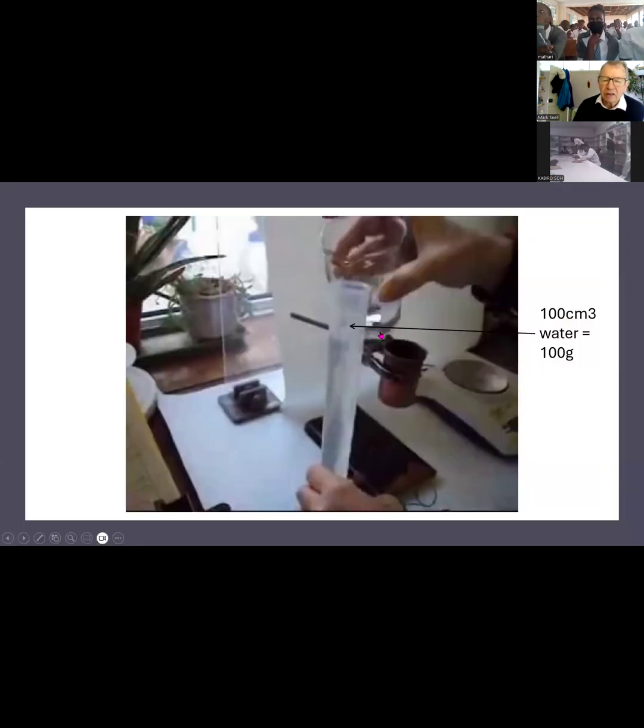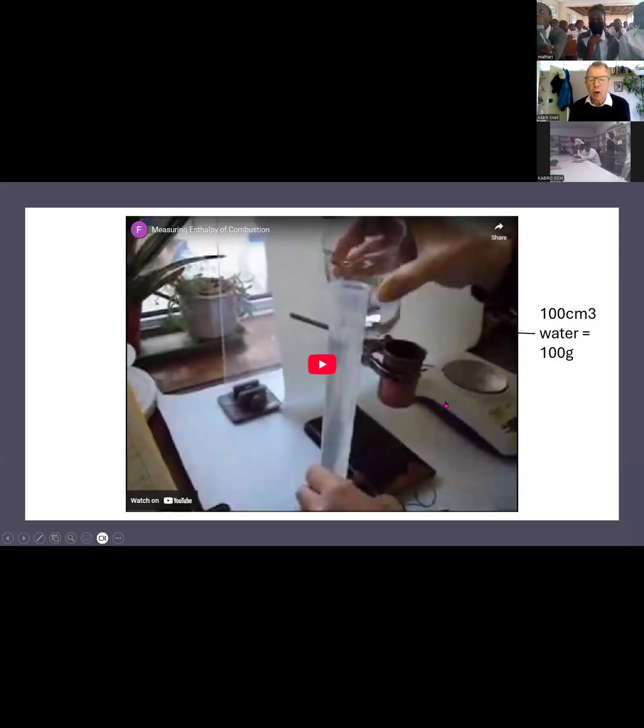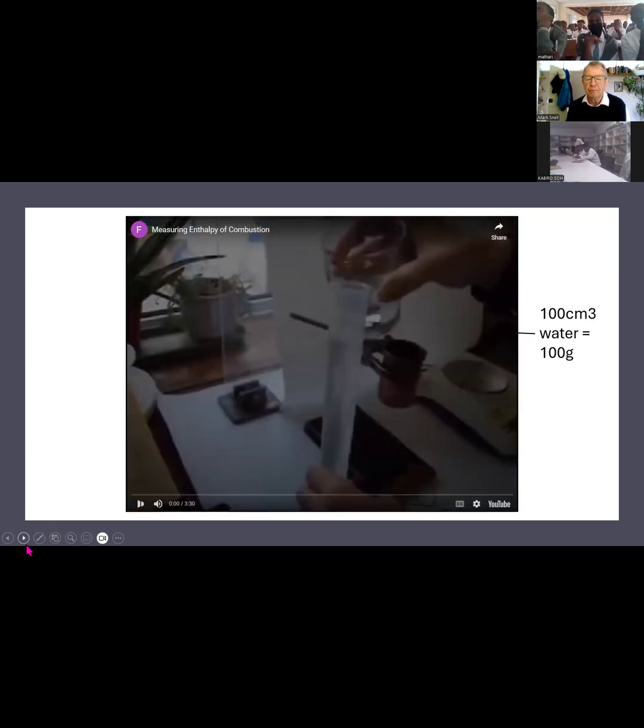Here's a practical detail of it. They're actually doing the practical. They're taking 100 cubic centimeters of water, putting it into the copper calorimeter. We won't watch it this time, but I will send the presentation to your teacher. So if you actually want to watch how it is done, then you can. If you need to do paper 3, this is quite a useful thing to watch. But we're not interested now because we're going to do the question.